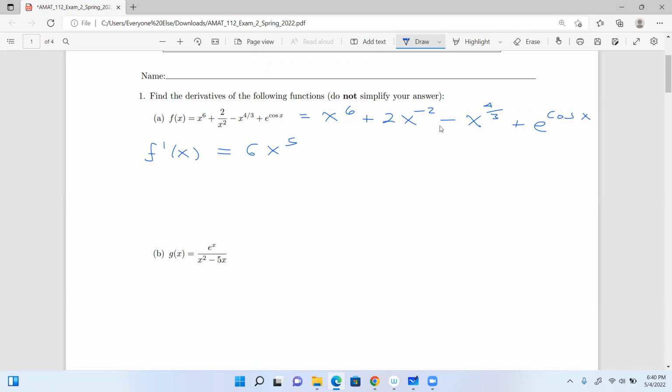Okay, so now that gives us the derivative. We have 6x to the 5th, and then we use the power rule here by bringing down this power to this -2, and we multiply by the 2, so we get -4. The power rule says now you have to subtract 1 from the power, so this is x to the -3. Now we'll do the power rule on this third term. We bring this power down, 4/3 x, and then we subtract 1 from the power. So 4/3 minus 1 will give you 1/3. And then finally, we take the derivative of e to the cosine x.